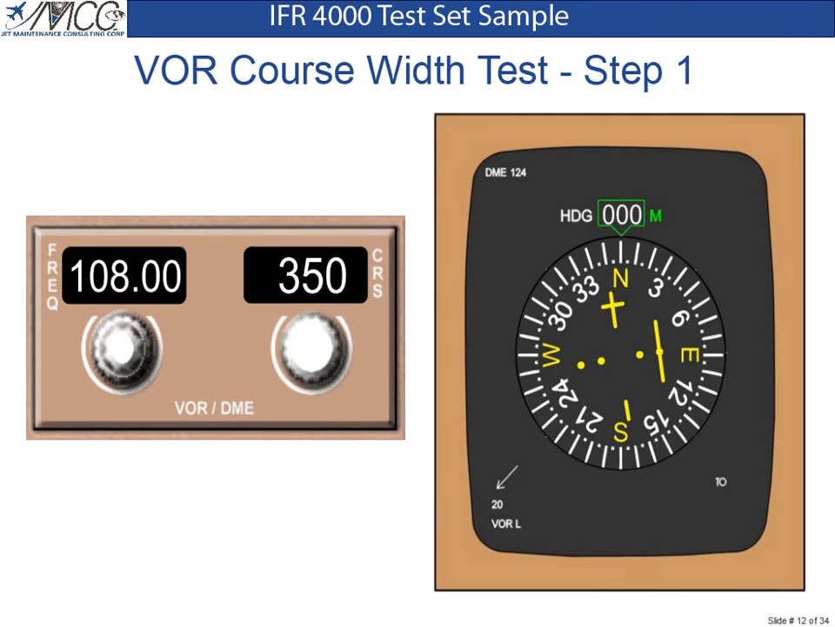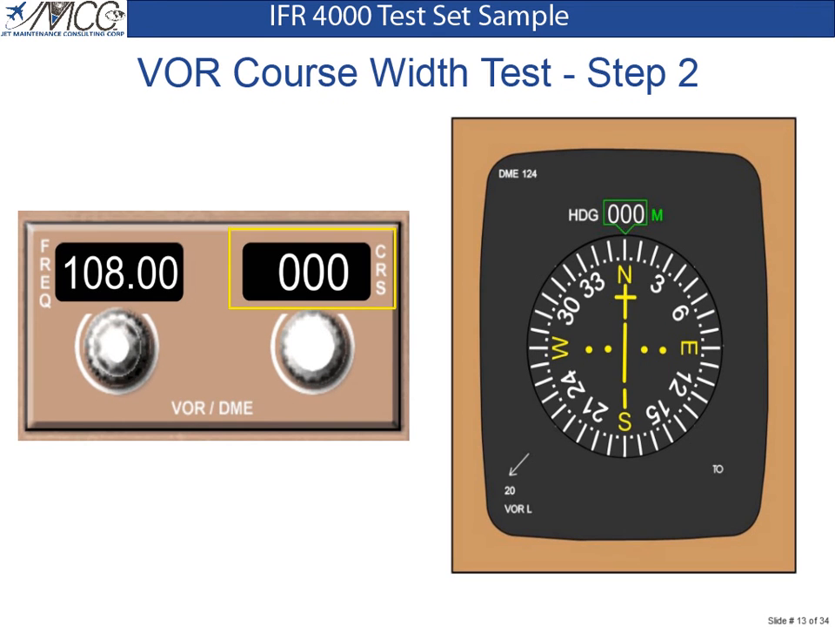A VOR course width check is done to ensure that the course deviation indicator shows 2 dots of deviation for every 10 degrees the aircraft is off the selected VOR course. To perform a VOR course width test, select 350 degrees with the course pointer. The course deviation indicator in the HSI should deflect to 2 dots deviation.